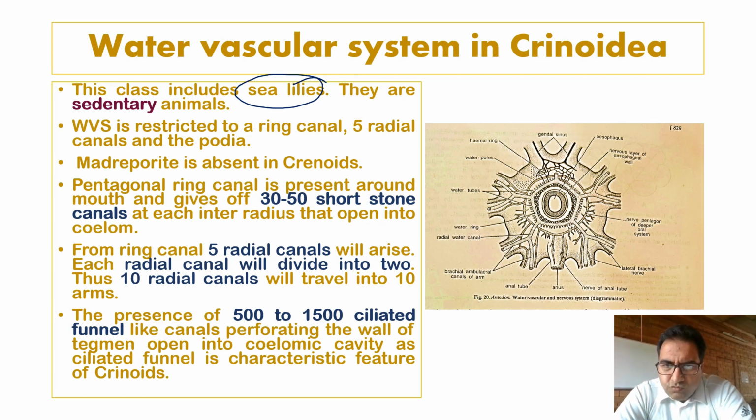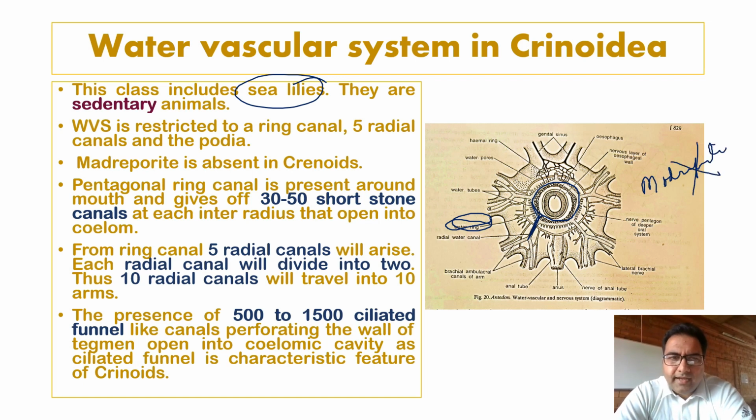So here in this case, what we see is that it has this water ring, and from this, the radial water canal arises. The madreporite is absent in the case of the Crinoidea. But we find the pentagonal ring canal is present.